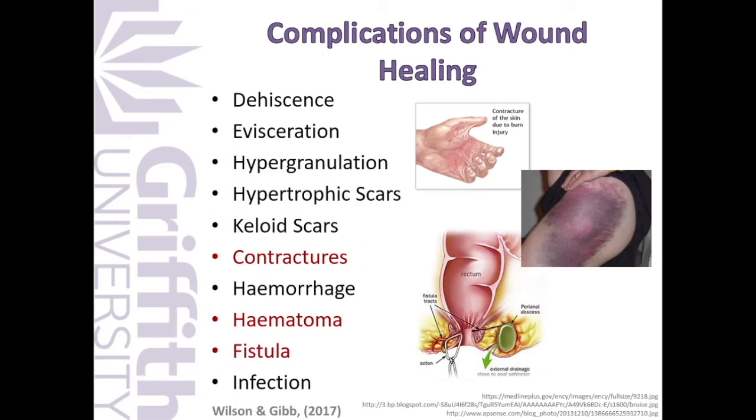Contractures can be seen in the very top hand picture, and this is when soft tissues such as muscles become shortened and prevent the joint moving through a normal range of movement. Contraction of the wound is a normal process of wound healing, but when the contracture is excessive, it may cause cosmetic or functional deformity, and likely this can be seen in burns, and I think that's what the top picture there is showing.